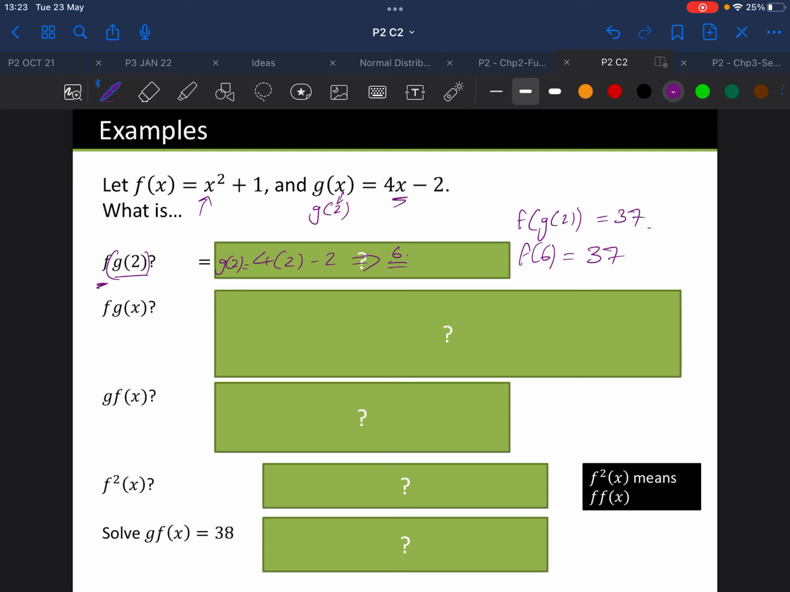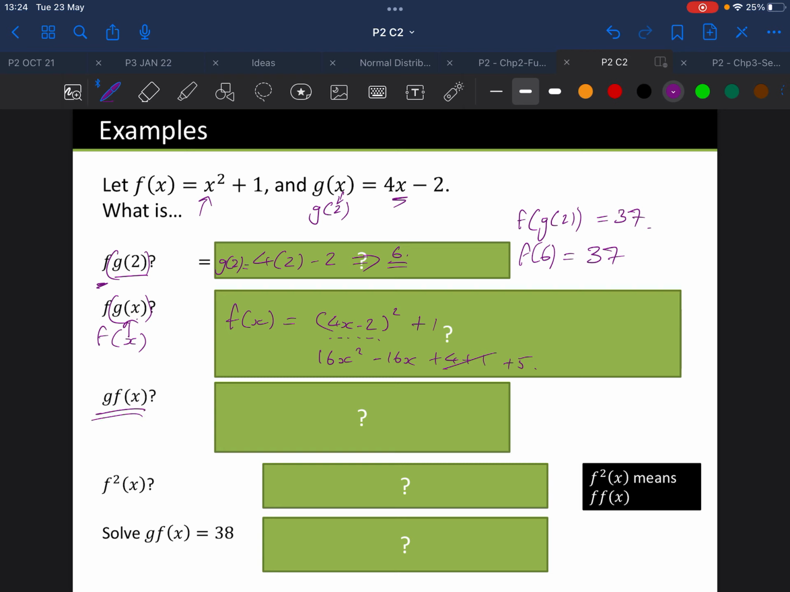The one underneath, where there's no number, means that the x bit of f of x has become the rule g of x. So you write your rule out, and anywhere that you substitute in, you do it with brackets first. So that's the f of x rule, and now I'm going to put g of x in. This bit here that would normally be x, I'm going to put in 4x minus 2. And that's it. You could simplify this a little bit more: 16x squared minus 16x plus 4 plus 1. But the idea is really that you have a function inside another function.